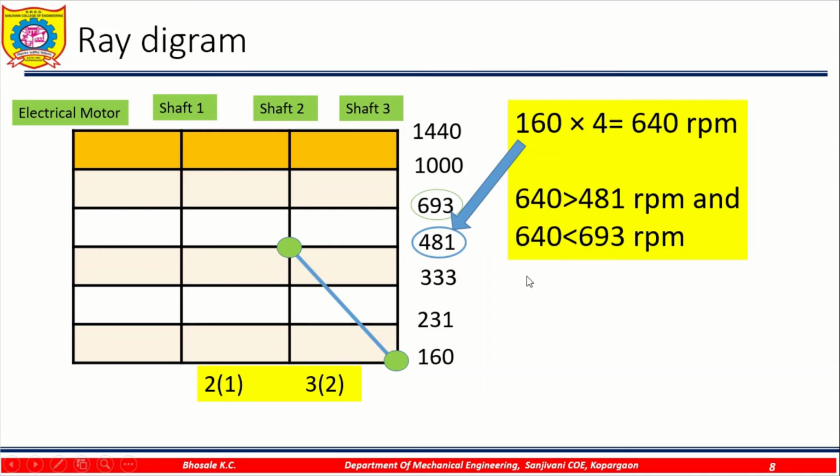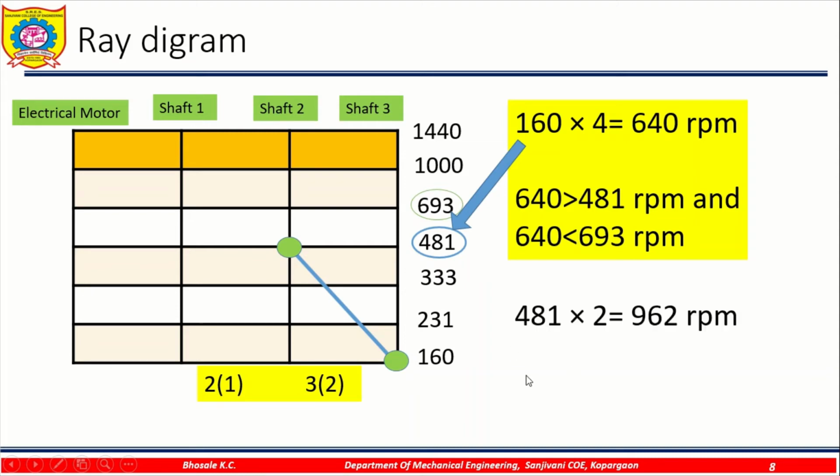Due to that, we first multiply by 4 to find the value 640 rpm, and then find the nearest rpm value which is less than 640, that is 481. Then on shaft number 2, select the node point and join with the ray. This ray indicates that we are getting the speed of 481 on shaft number 3 from shaft number 2.